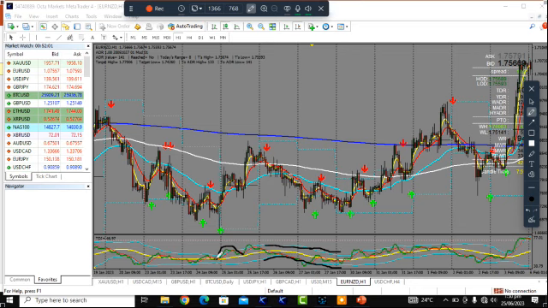If the signal line pops out in the upward direction of the Bollinger Band, it simply means that the market may have overbought and it is about to come down. And if it pops out in the downward direction, it may signal that the market has oversold and is about to buy. So it is as simple as that.